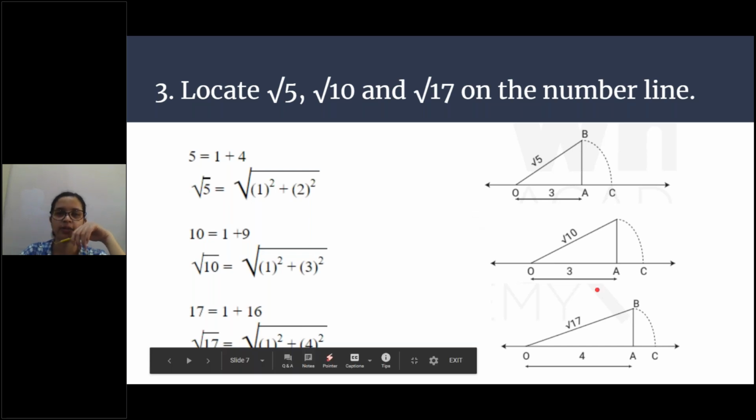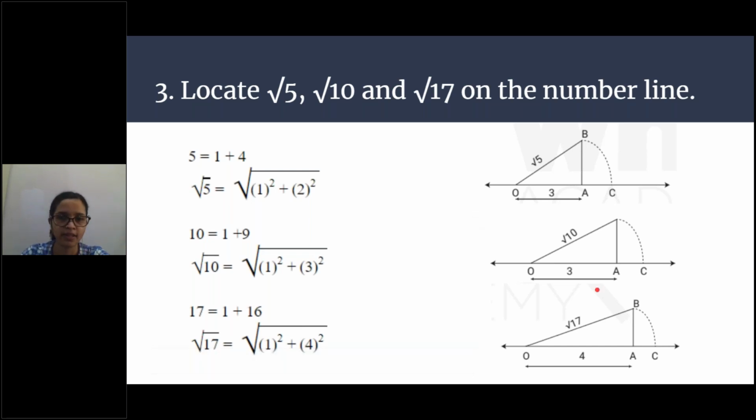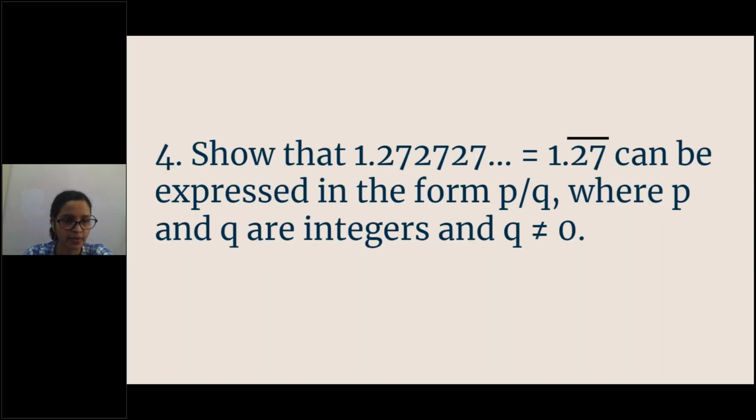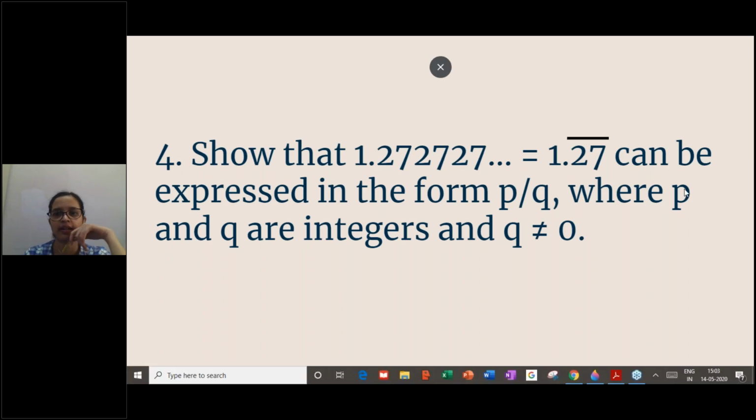Okay, so we'll move to the next question. Let's see how many of you get this one. It's on the screen, 1.27, so both 2 and 7 are recurring. So how will you express it in the form p by q? Try this. In case you've forgotten the concept, I'll help you if you don't get it. Just try doing it.